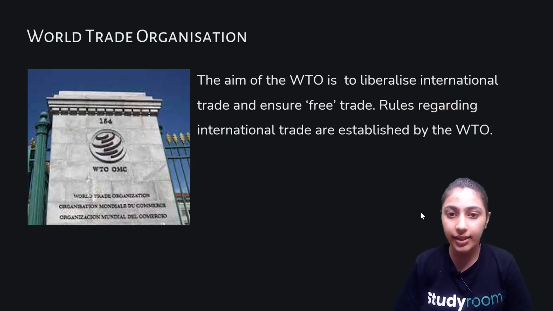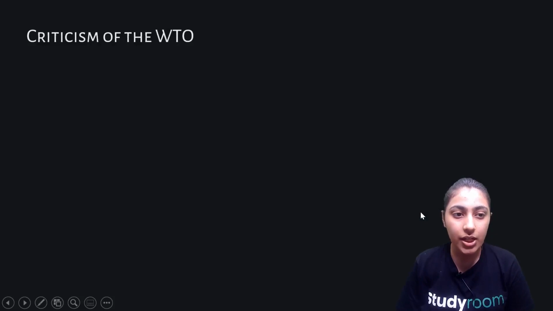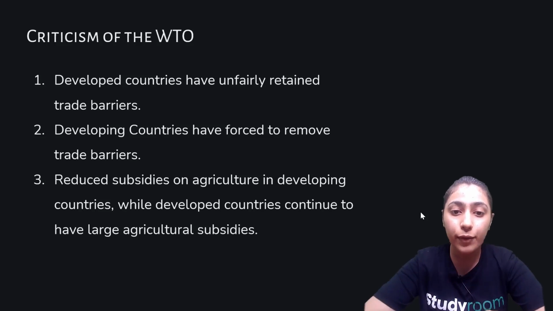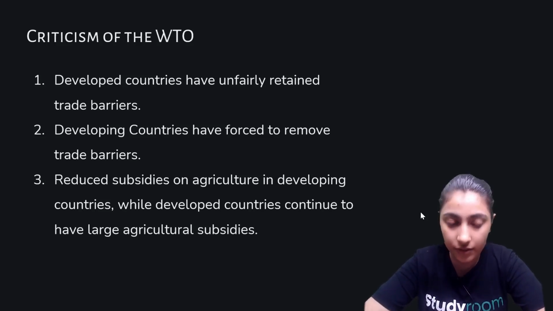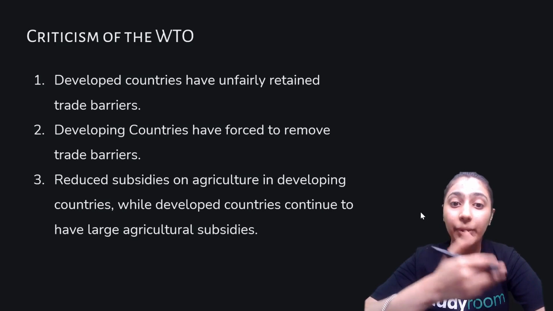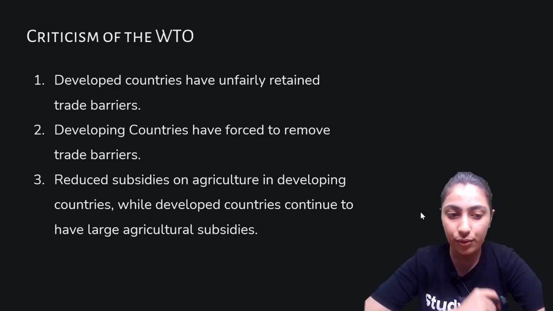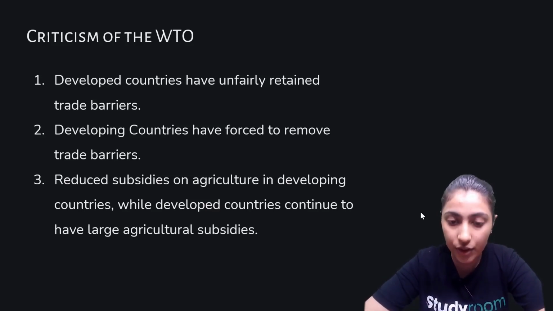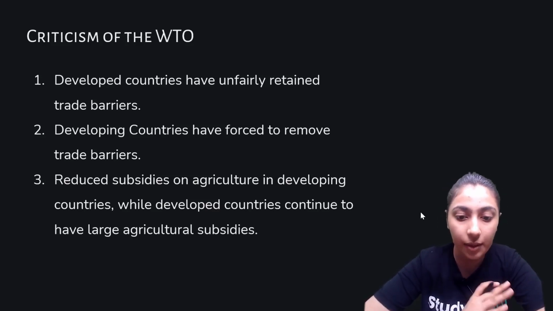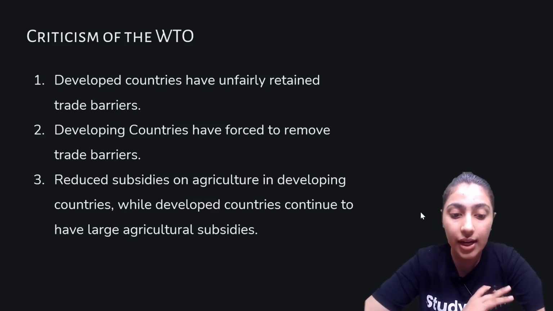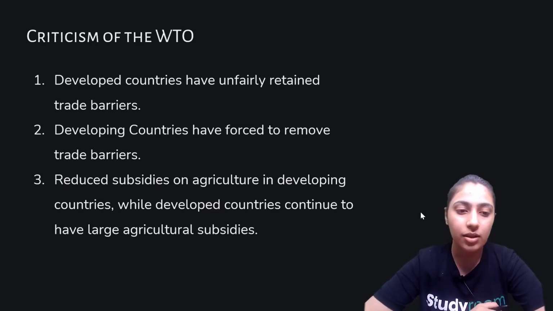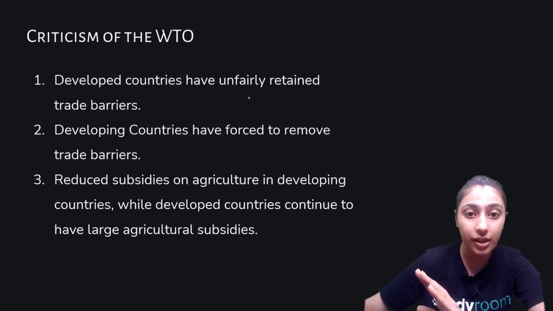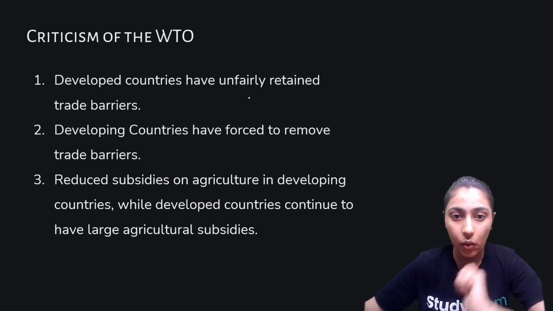So the next thing from here is criticism of WTO. Developed countries have unfairly retained trade barriers. This is first point. Developing countries have been forced to remove trade barriers. Reduced subsidies on agriculture in developing countries, while developed countries continue to have large agricultural subsidies. So over here you can clearly see the difference between developed and developing countries as to WTO.